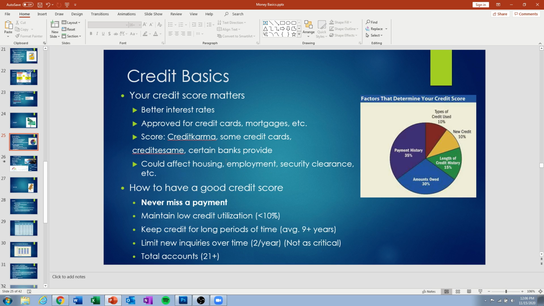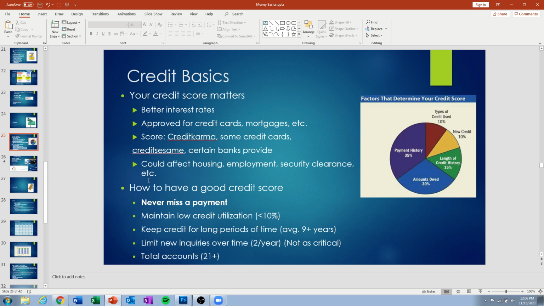And then another big chunk, of course, is to maintain low credit utilization. So for example, if you have a credit card that is a $2,000 credit card, then you should try to keep it below 10% on that. So just because you have 2,000 on your credit card doesn't mean you should put 2,000 on it. It means, maybe if you go get a big grocery run and you spend $200, that's that 10% amount, and that is something that will reflect well on your credit score.